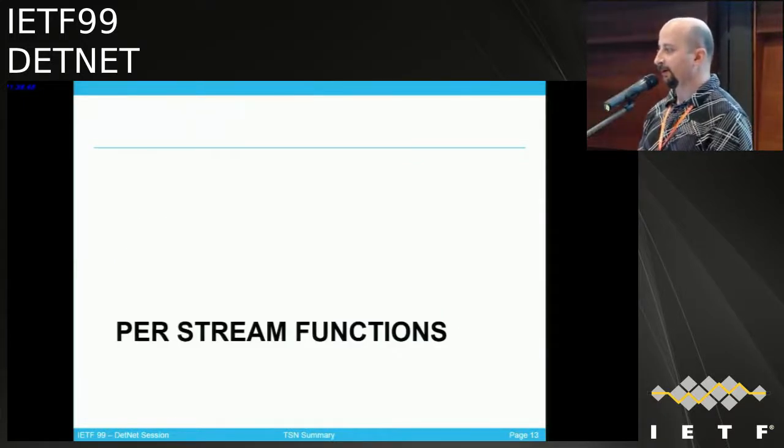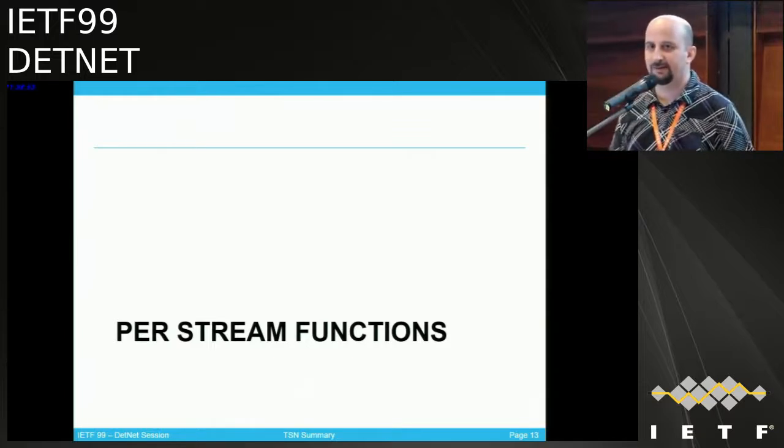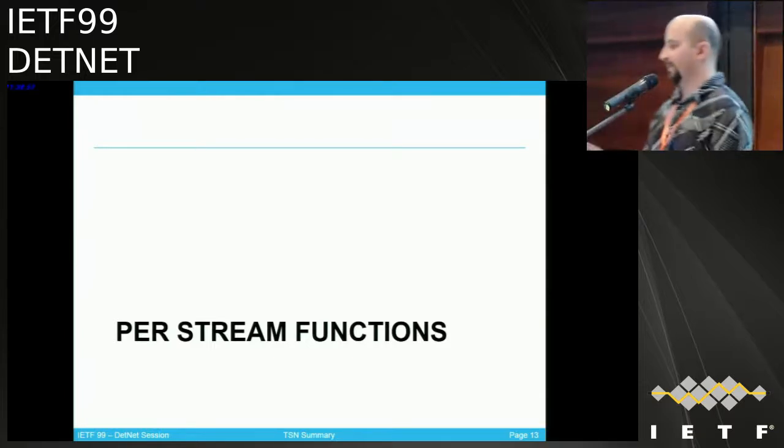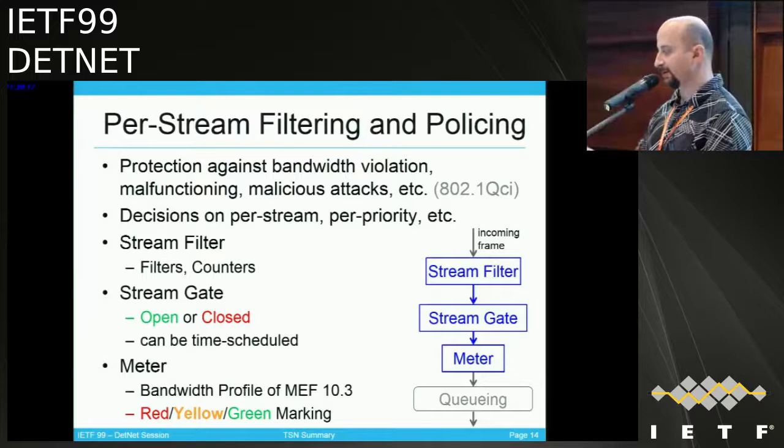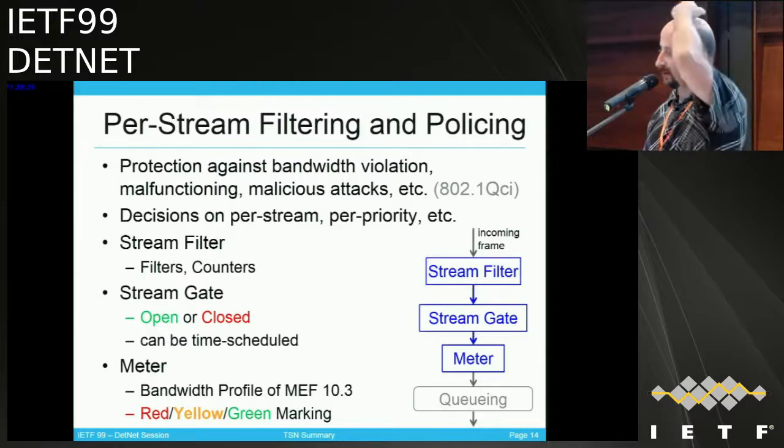Okay, so now here come the per stream QoS functions, and I only wanted to explain these. The first one is the per stream filtering and policing. This is typically implemented at an ingress port, though it's of course optional where you implement it. It is protection against bandwidth violation, malfunctioning, or attacks. There are three components or three possibilities here. The first one is the stream filter on the top, which includes filters or counters.